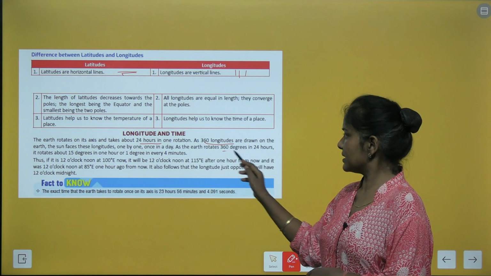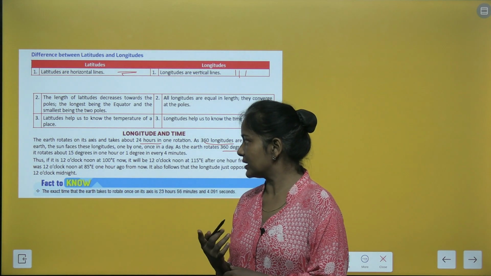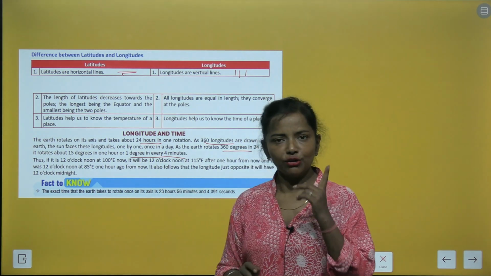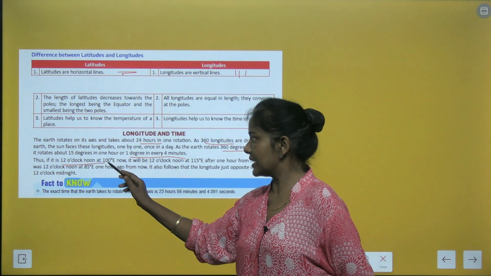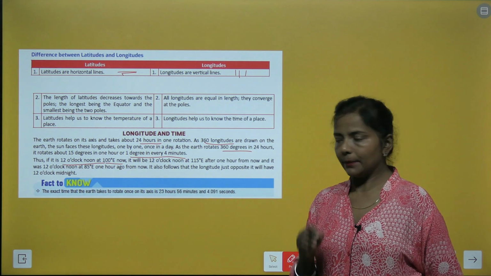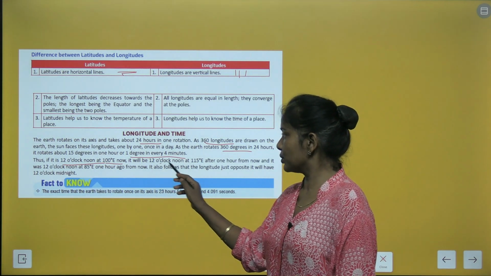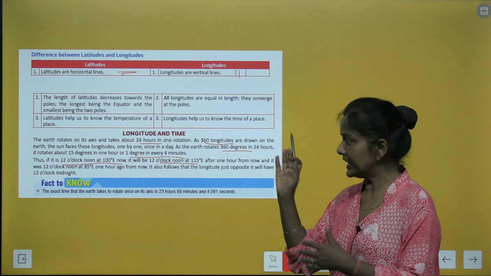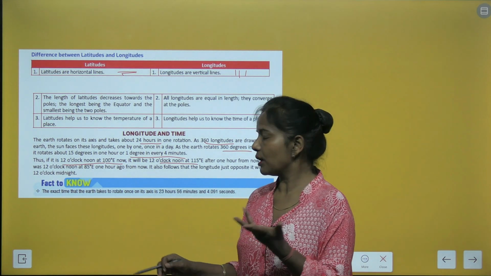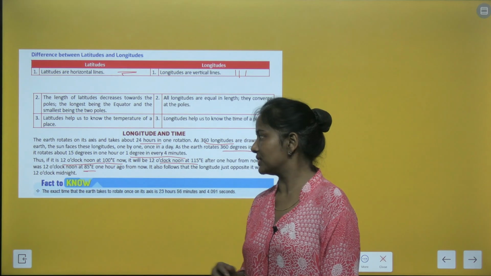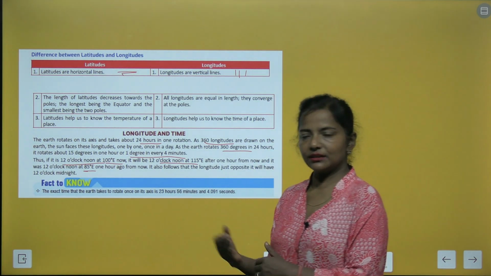As the earth rotates 360 degree in 24 hours, it rotates about 15 degree in 1 hour or 1 degree in every 4 minutes. Thus, if it is 12 o'clock noon at 100 degree east now, अभी अगर 100 degree east में 12 o'clock noon है, it will be 12 o'clock noon at 115 degree east after 1 hour from now, and it was 12 o'clock noon at 85 degree east 1 hour ago from now. इस तरह से time calculate किया जाता है.